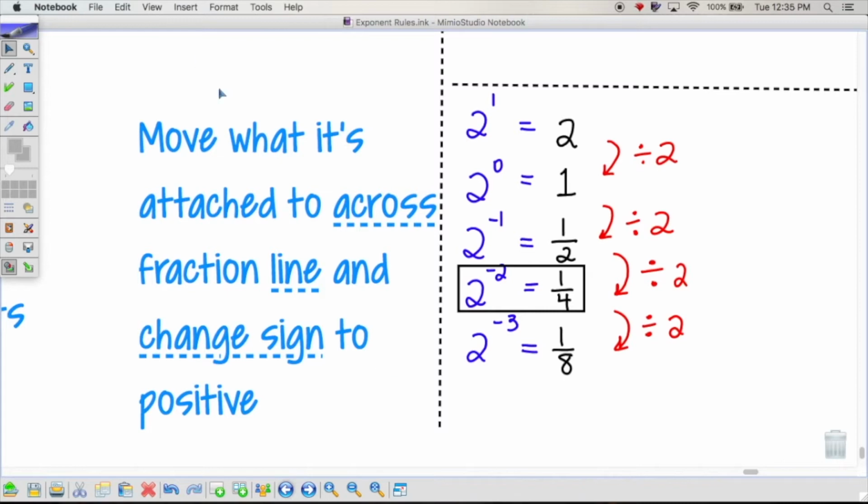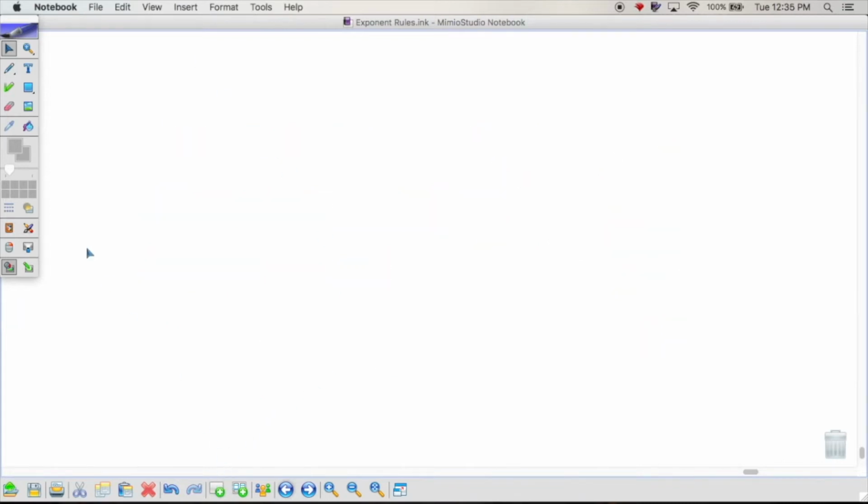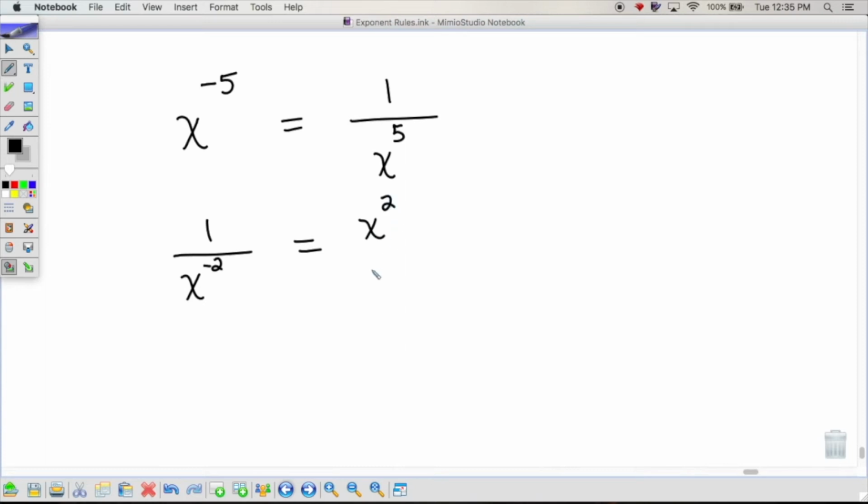All right, pause it if you're not done writing. Let's take a look at what I mean by that. You don't need to write this down, but just watch. What would x to the -5th power be? That means I need to move it across the line and change the sign to positive. If there's nothing on the top, what am I going to put? A 1. Okay? But what if there was a negative exponent on the bottom? What do you think you would do with it? Well, yeah, you would move it to the top. It would be x squared.